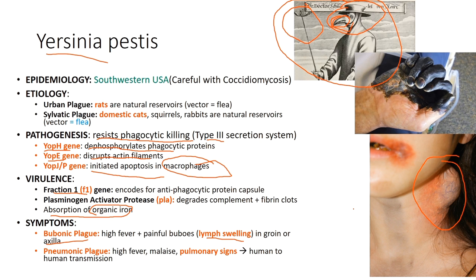It also causes the pneumonic plague, which is a high fever, malaise, and pulmonary signs. This can be human-to-human transmission, and that's very problematic as well. And it invades around in blood vessels and causes a lot of damage in different tissues. One of the common things you see, not only beyond buboes, is hand necrosis and extremity necrosis, because it invades a lot of the blood supply and cuts off blood supply.